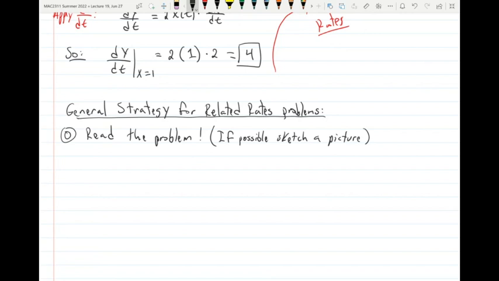Okay, so you already read the problem. You have an idea of hopefully what the problem is telling you. So what's the first step? Well, the first step is to actually identify the quantities that are being discussed, right? The quantities that we are interested in. So identify the quantities involved.